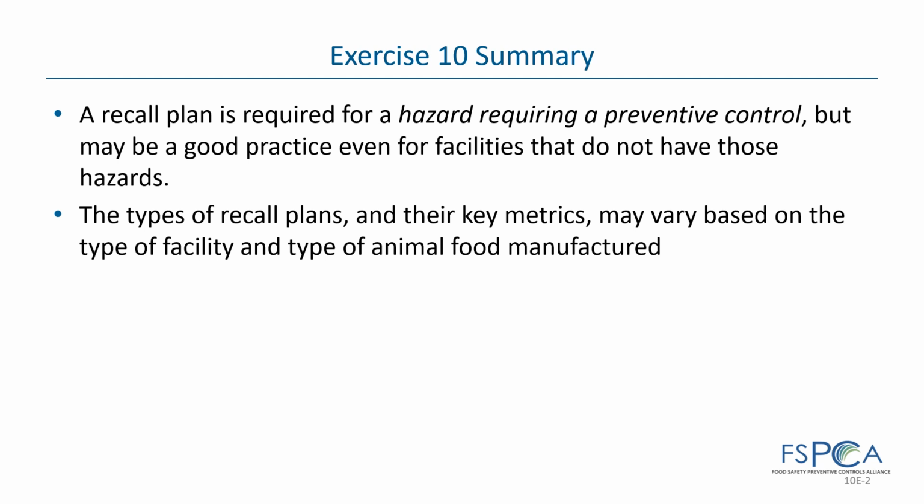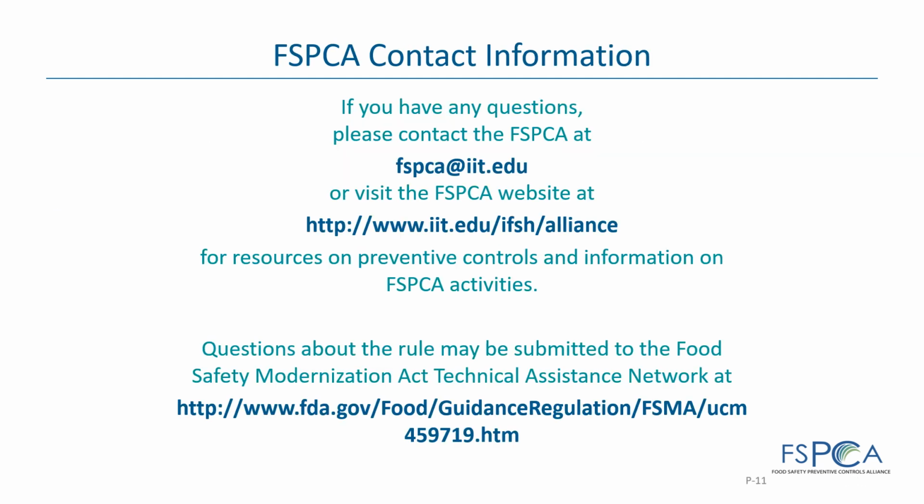So to summarize that exercise, a recall plan is required for a hazard requiring a preventive control, but may be a good practice even for facilities that do not have those hazards. And the types of recall plans and their key metrics may vary based on the type of facility and type of animal food manufactured.